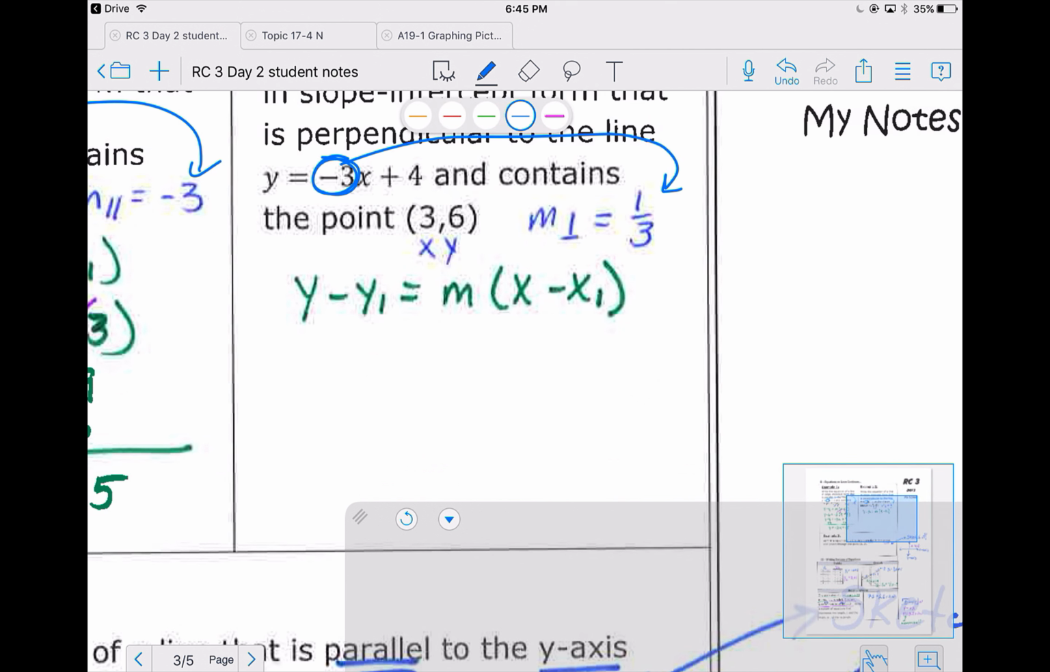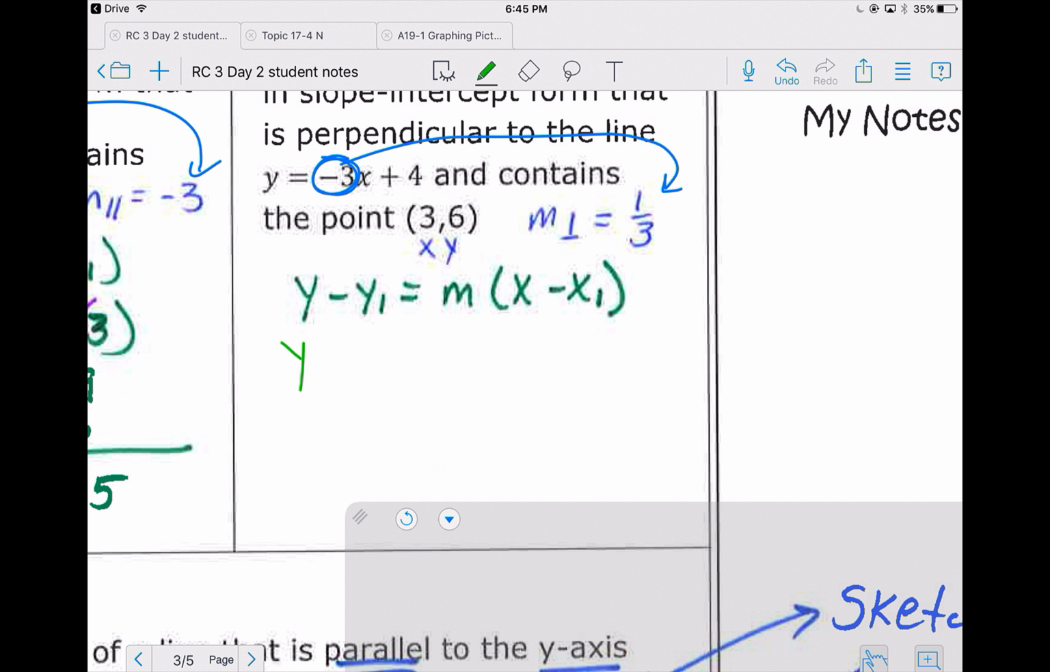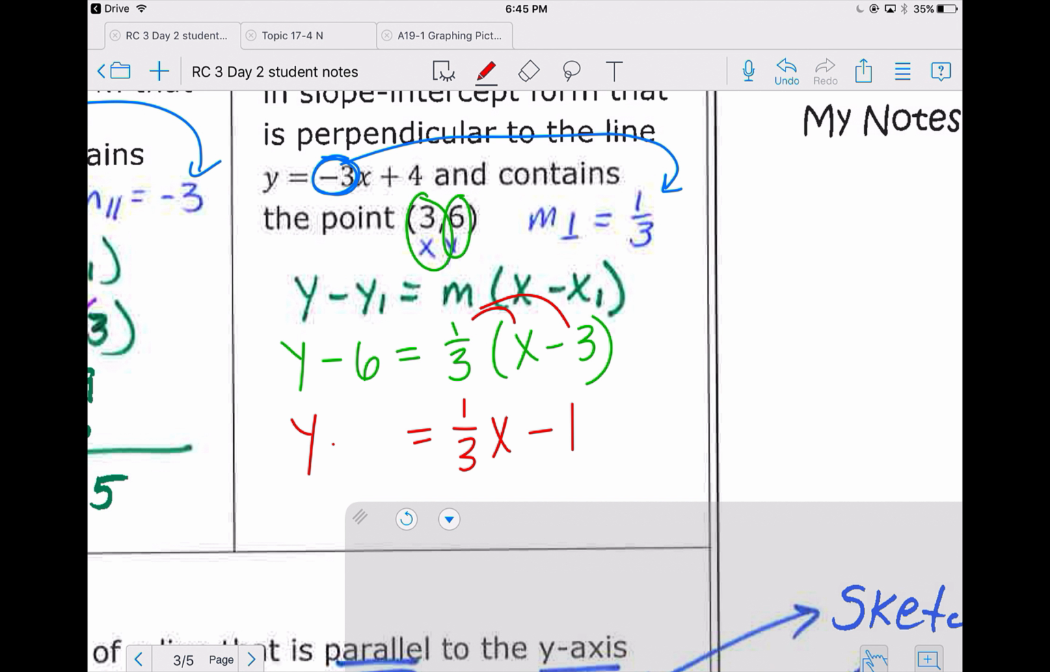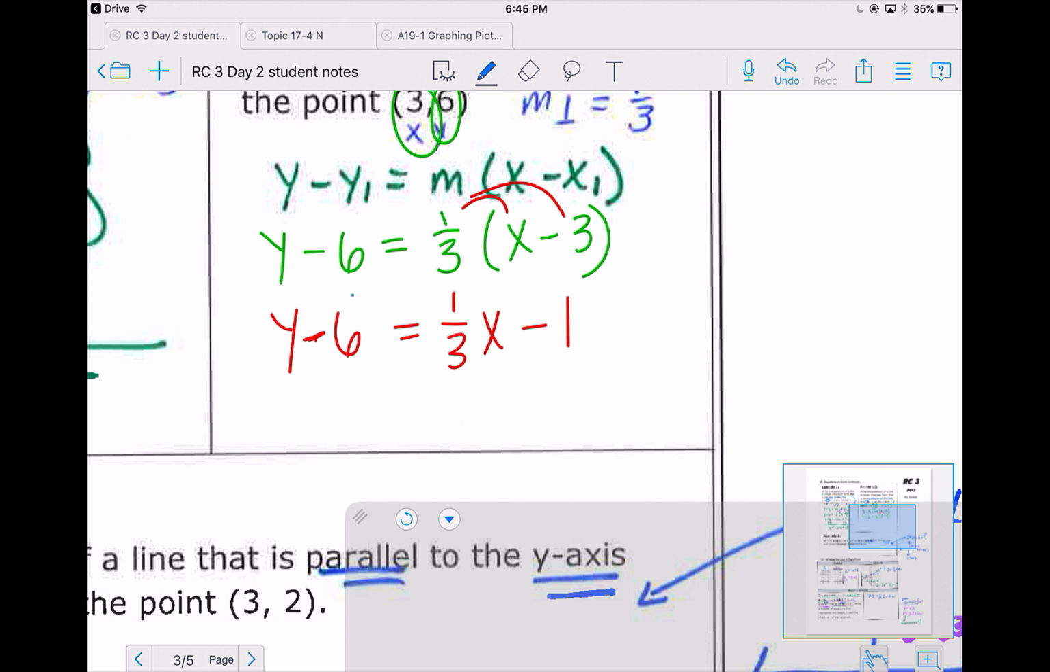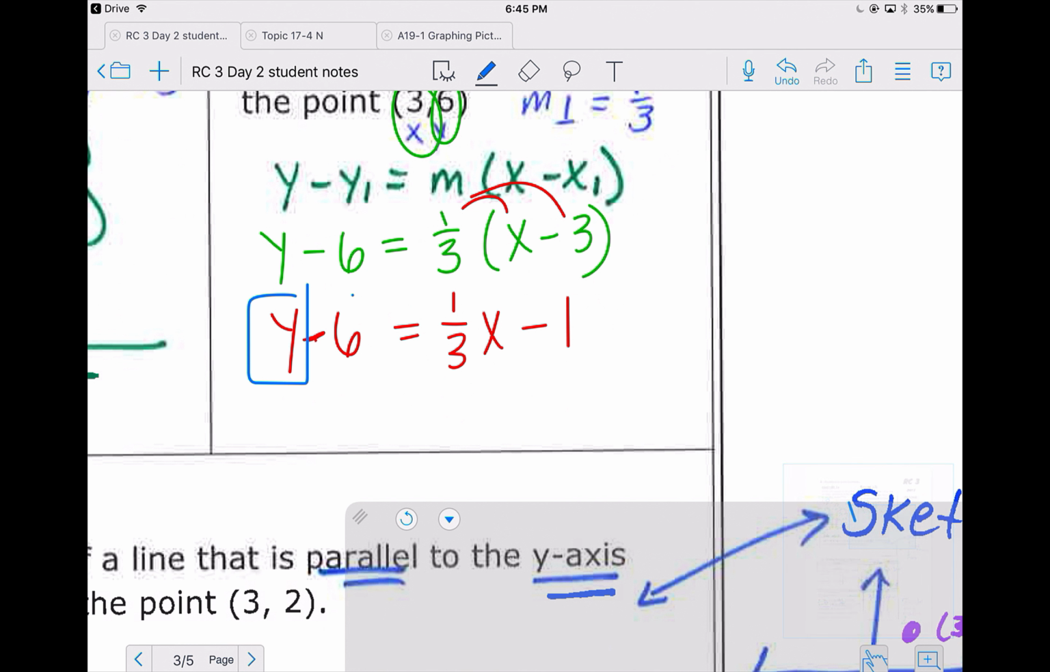And then we're going to finish this out using point slope. So y minus 6, because that's my y1, equals my slope of 1/3, x minus 3, because that's my x1. So notice this time the only thing that's different is that slope. I'm going to distribute it, so 1/3 times x, 1/3 times negative 3, and then trying to get y by itself, add 6 to both sides.